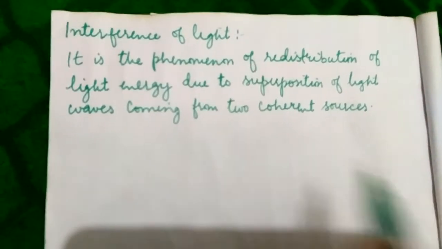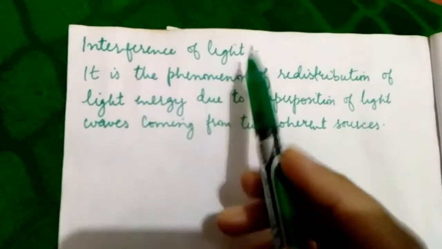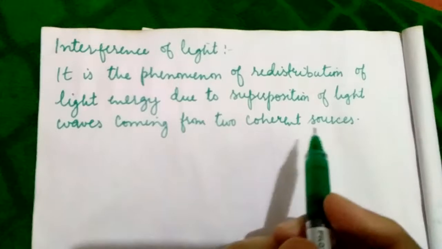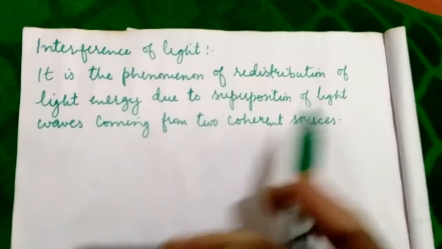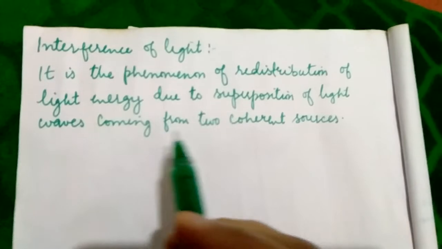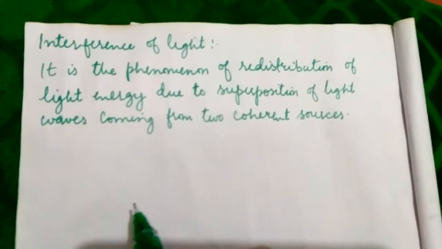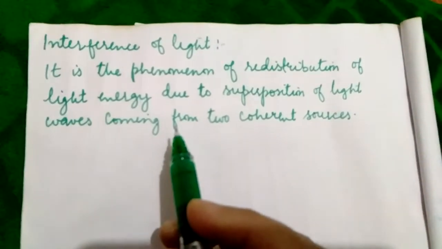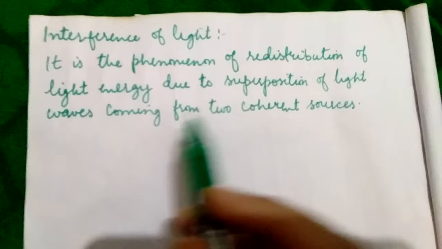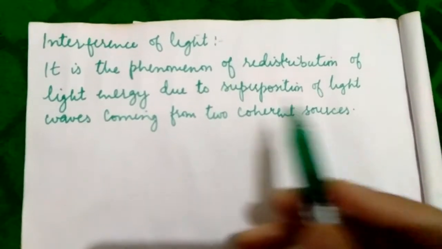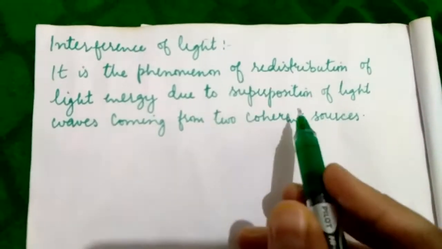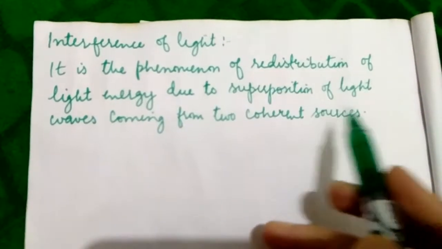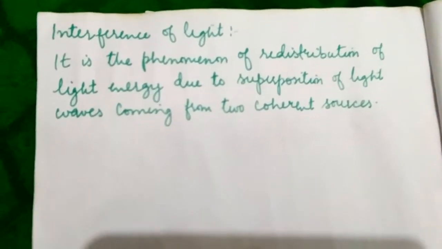Dear students, today we will learn about interference of light. So I have written the definition. It is the phenomenon of redistribution of light energy due to superposition of light waves coming from two coherent sources. This definition needs a very comprehensive understanding. You must know what is coherent source, what is superposition, what is redistribution. So once you understand all of that, you will be able to give a meaning to this definition.